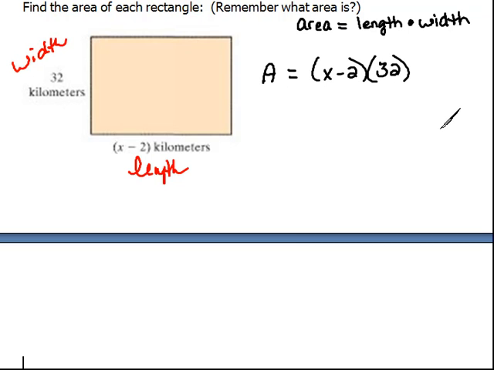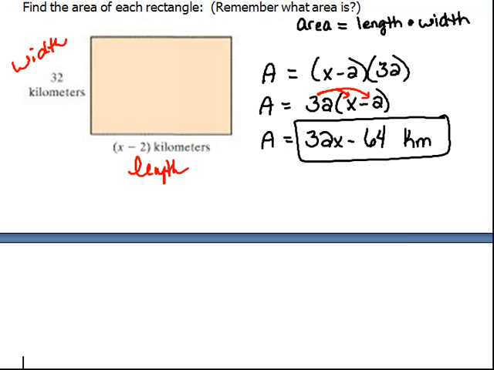But remember that multiplication is commutative. It can happen in any order. So it would be the same exact thing as if I said the area was equal to 32 times x minus 2. Now, do you see a distribution here? We should. We have to distribute that 32 throughout the parentheses. So 32 times x would be 32x, and 32 times negative 2 would be negative 64. So our area would be 32x minus 64 kilometers.